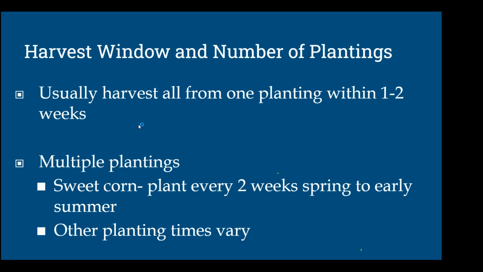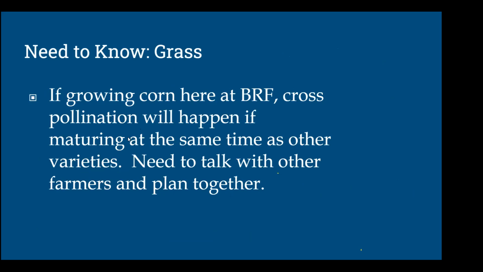Harvest window and number of plantings for grasses: you can usually harvest all from one planting within 1 to 2 weeks. You can do multiple plantings of sweet corn, planting every 2 weeks, from spring into the early summer. And then the other planting times sort of vary with this one.